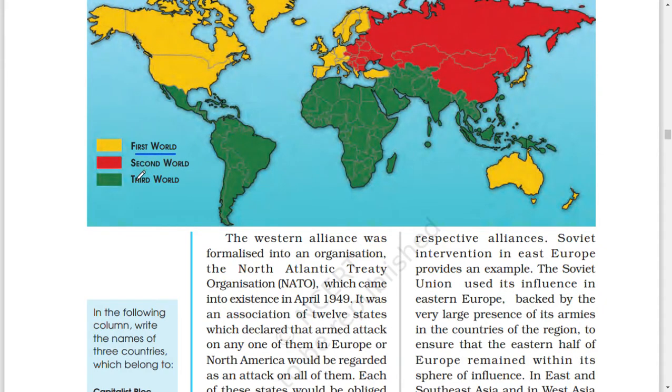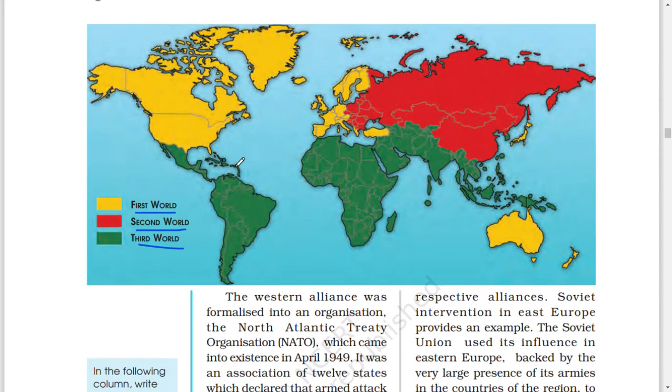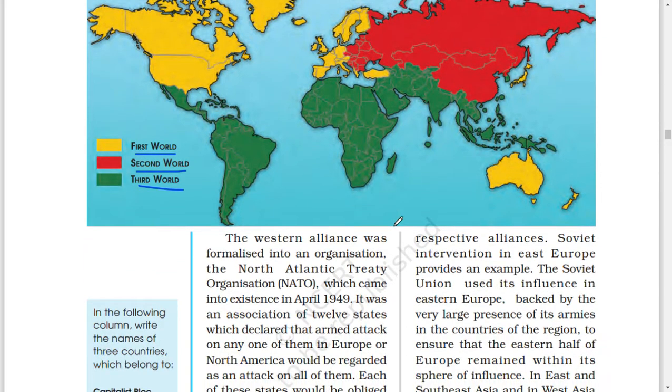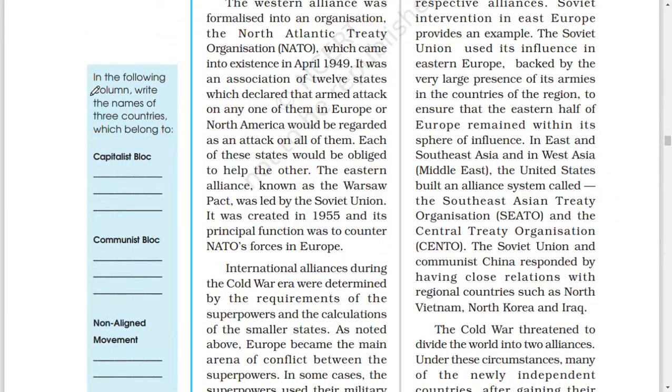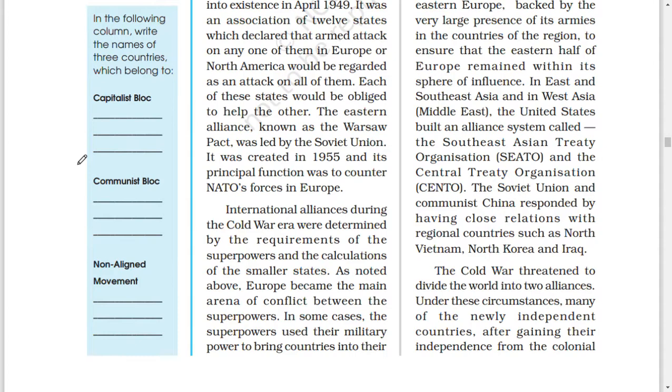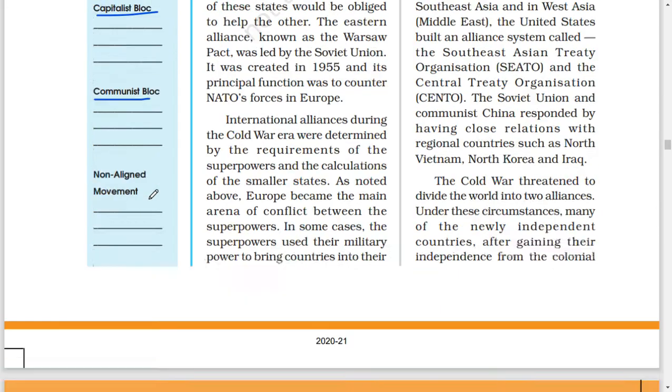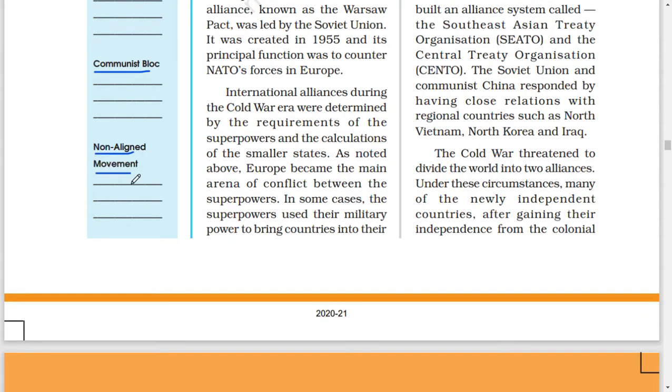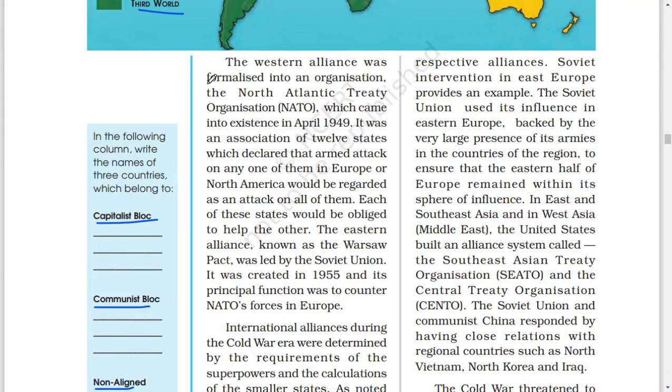First world, second world, third world. In the following column, write the names of three countries which belong to the capitalist bloc, the communist bloc, and the non-aligned movement.